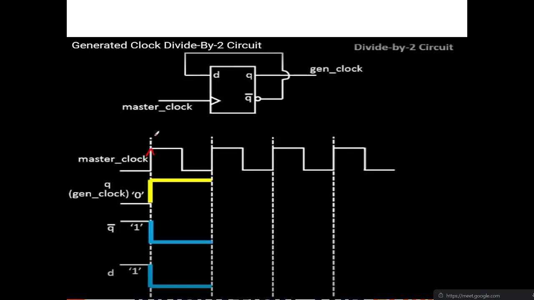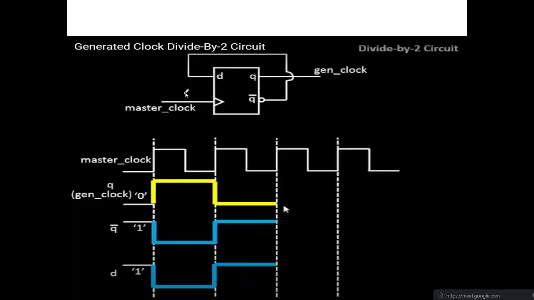Can you explain once again, sir? Initially, before the clock is applied, Q is 0. What is Q bar? One. This Q bar is connected to D, so at the passage Q will become 1. When Q becomes 1, Q bar becomes 0, so the 0 will come to D. D is again 0.